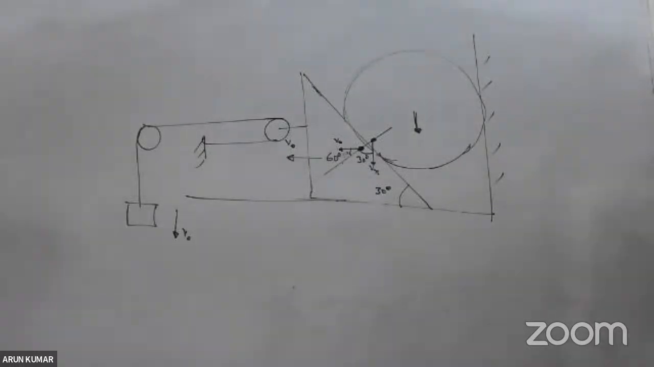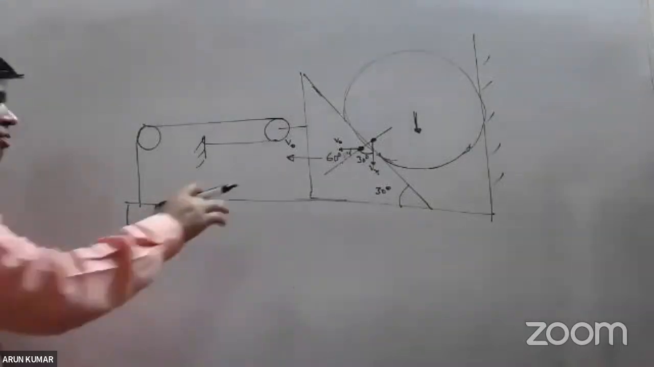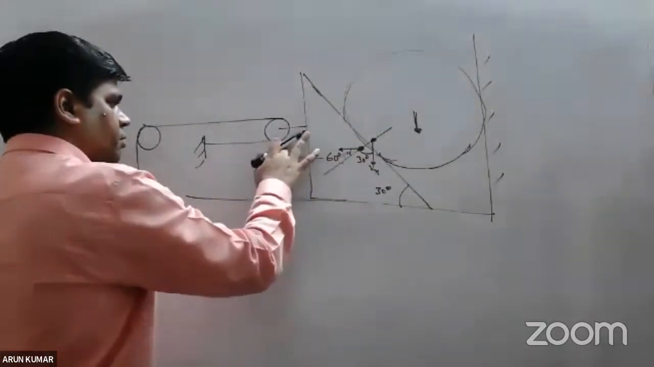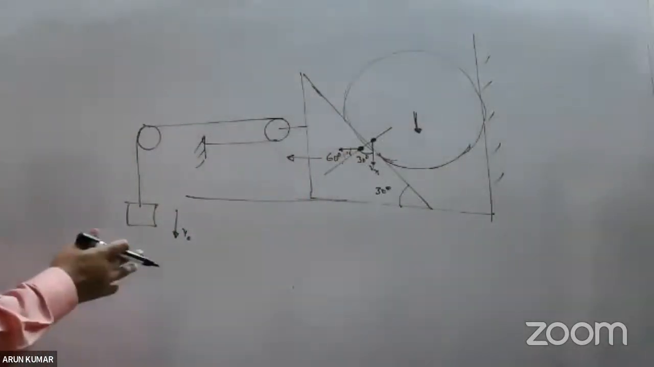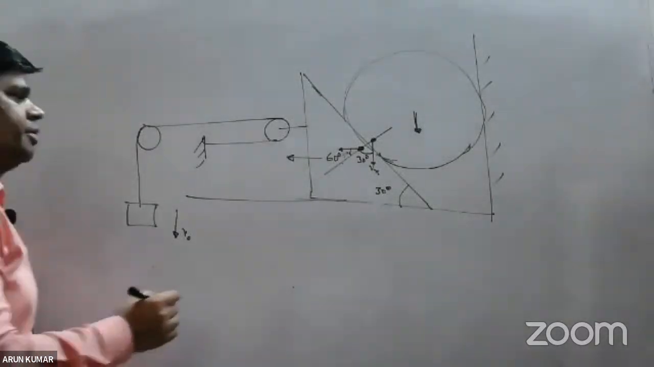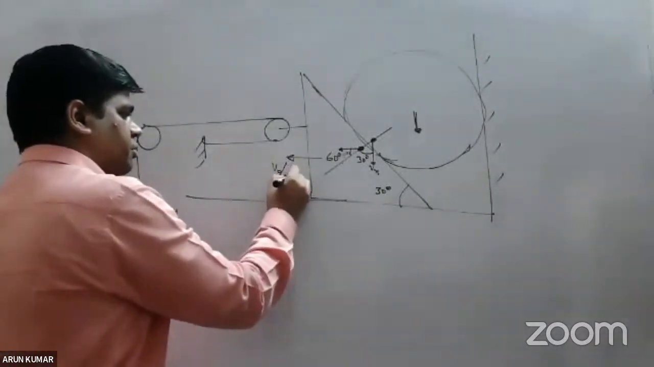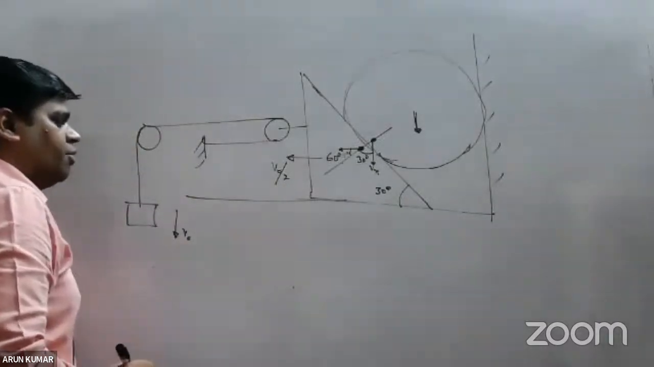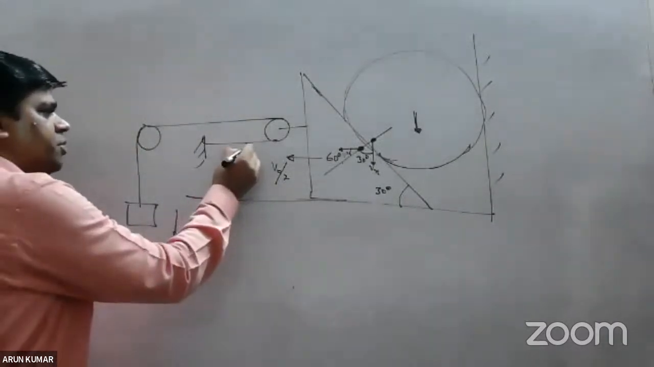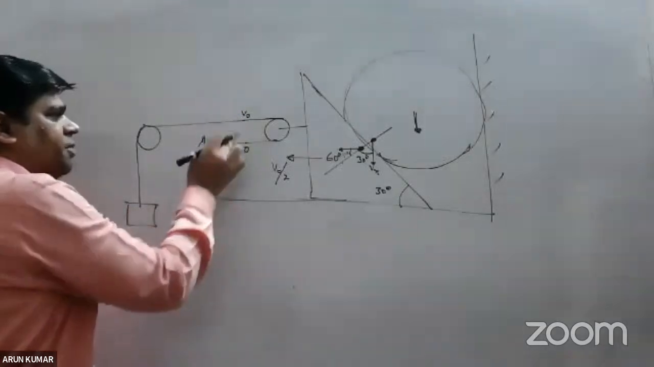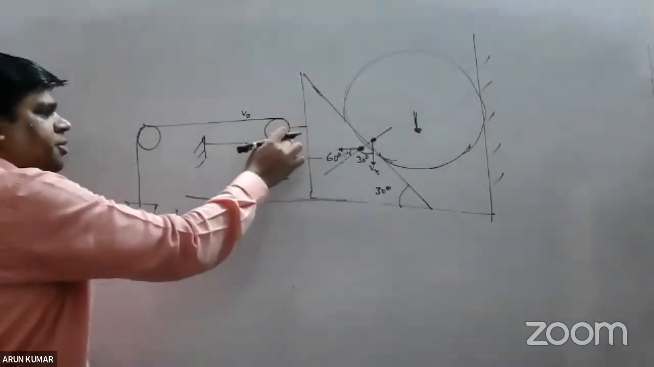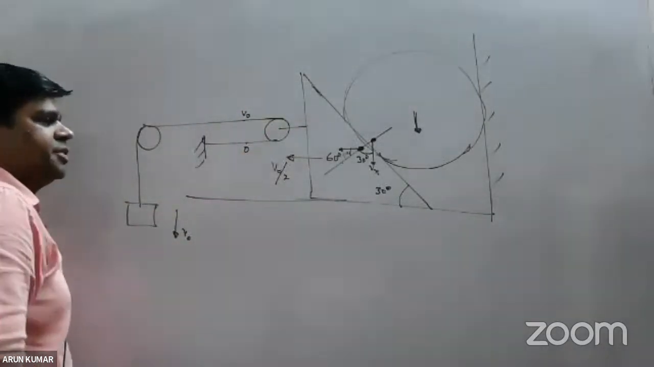What's the velocity of the wedge? If this is v naught, what is the velocity of the wedge? V naught by 2. Good. How could you get it? Because this is 0, this is v naught. V naught plus 0 by 2 is v naught by 2. Velocity of the wedge.